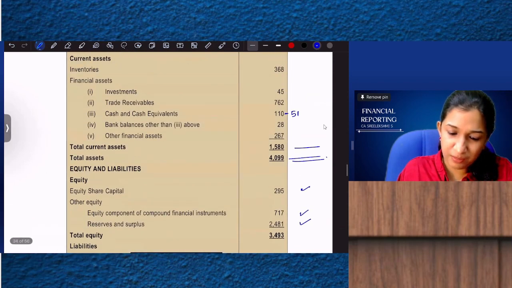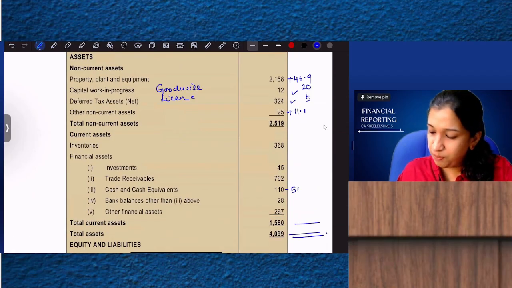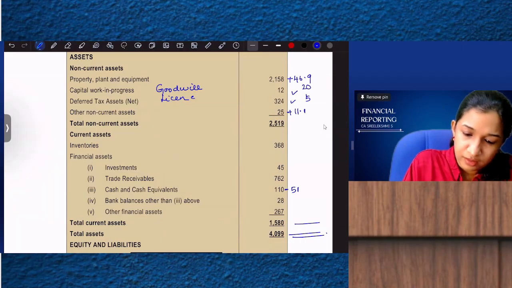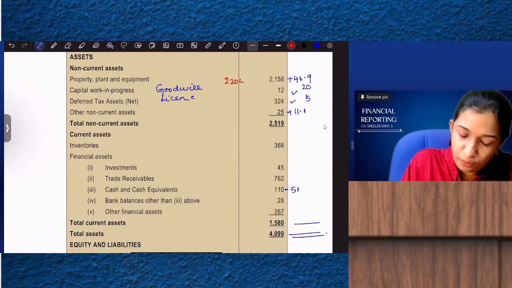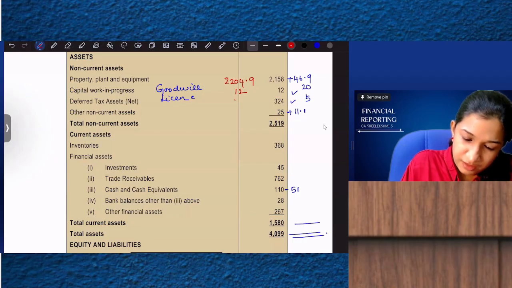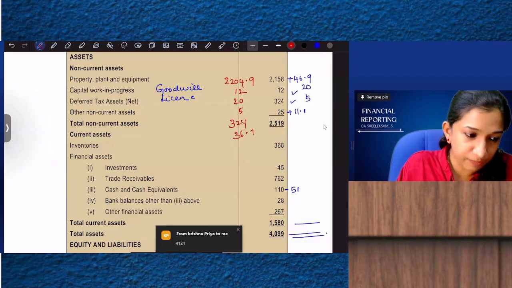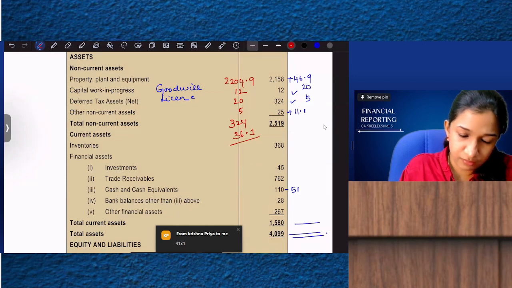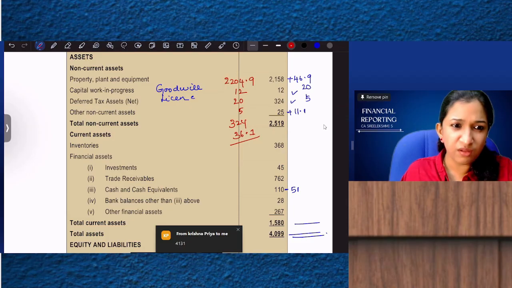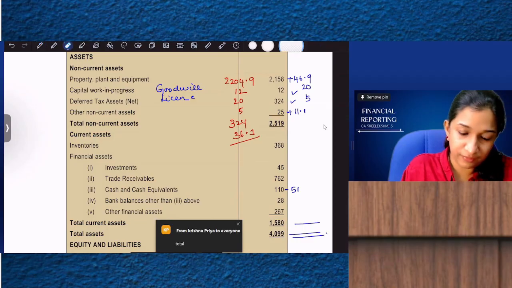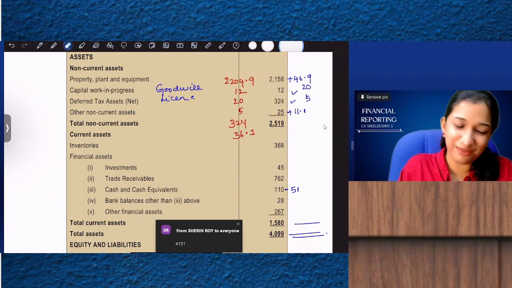So let me find what is the balance sheet total. 2158 plus 46.9, 2204.9. Capital work in progress 12. There is goodwill and license. Deferred tax asset no change. Other non-current assets 36.1. Total assets 4131. Yeah, could be correct.